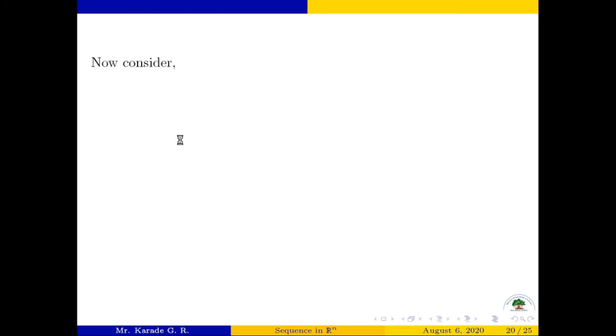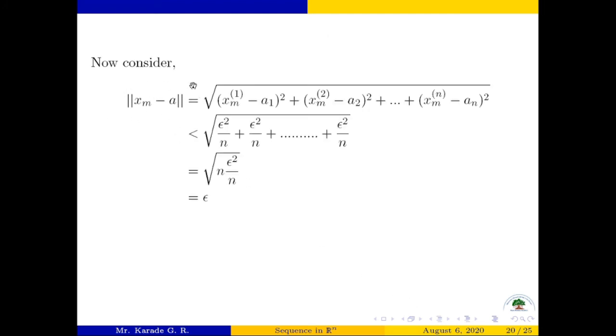So now consider this norm of xm minus a. The norm of xm minus a is nothing but the square root of (xm1 minus a1) squared plus (xm2 minus a2) squared plus dot dot dot plus (xmn minus an) squared.